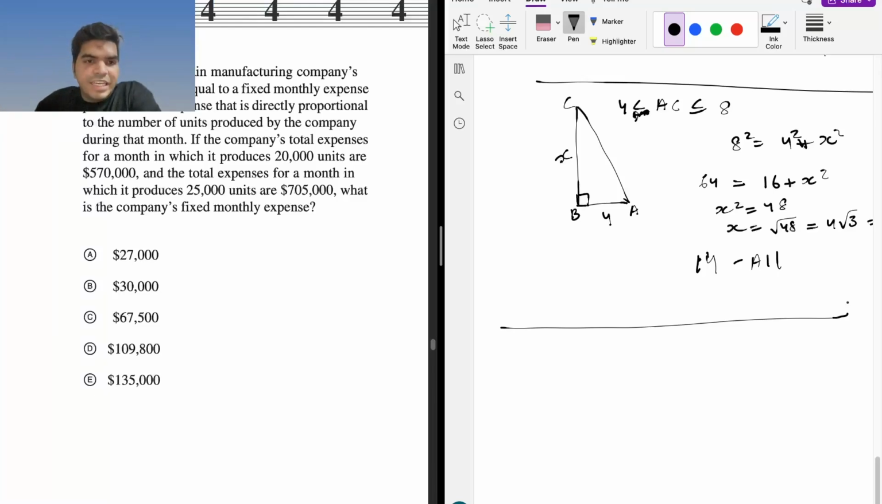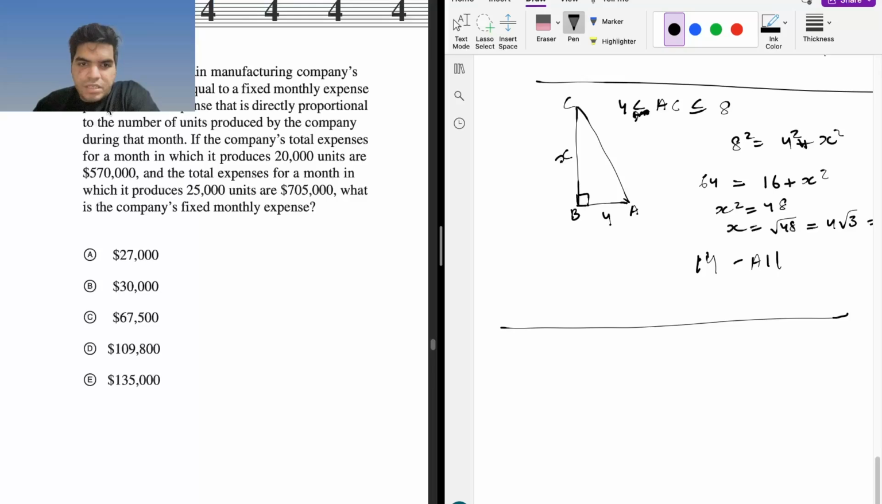So the last question is: each month, a certain manufacturing company's total expenses are equal to a fixed monthly expense plus a variable expense. Basically, for a particular company, the expenses of a particular month are like any other company. There will be some fixed cost, like salaries, and there will be some variable cost, basically how much you are producing in that particular month. So you are just saying that these are two components. The variable component is directly proportional to the number of units produced during that month.